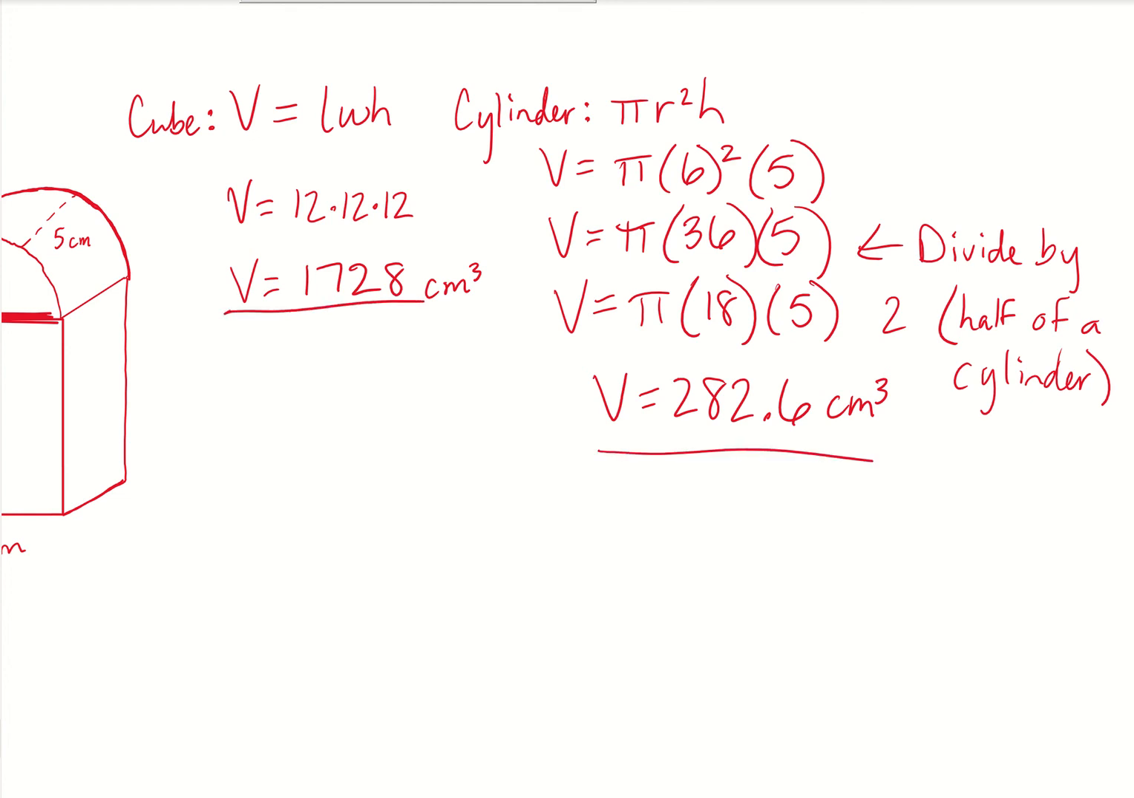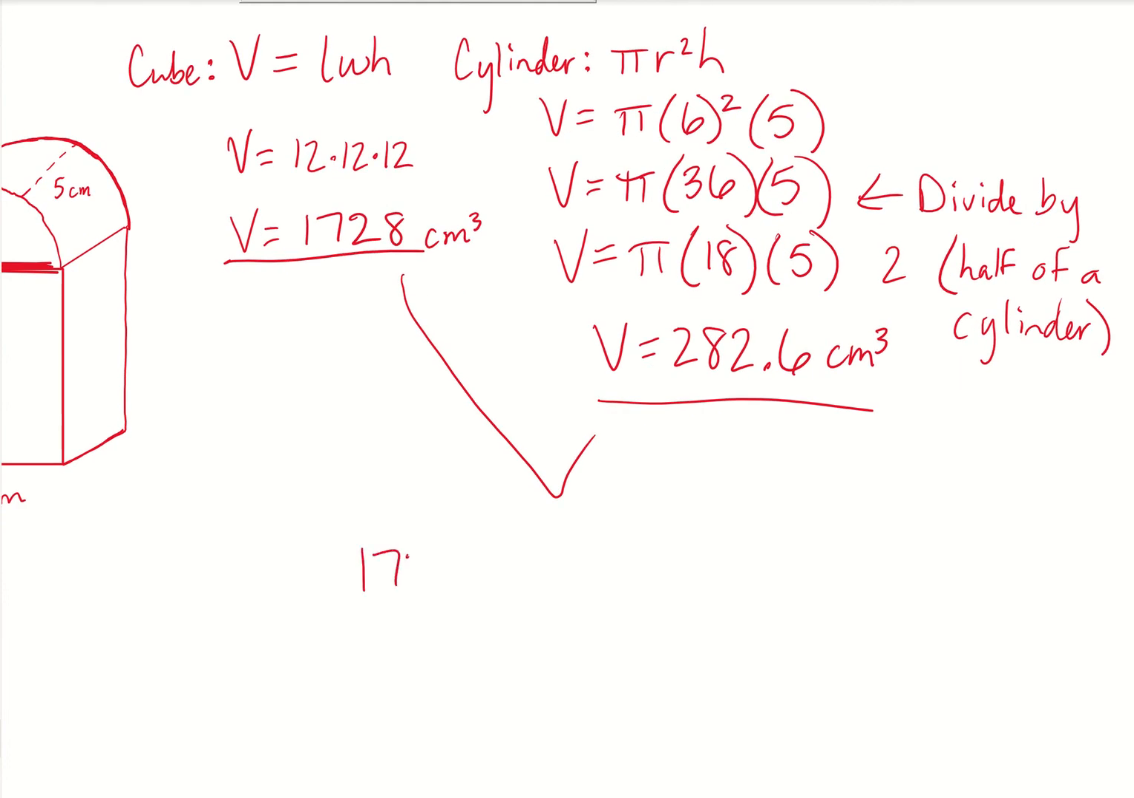Okay, now our last step is to take those two and combine them. So this is a multiple step process, as we can see, but this is our last step. So we'll do 1728 plus 282.6. And when I type that in, I get 2010.6. And that'll be centimeters cubed.